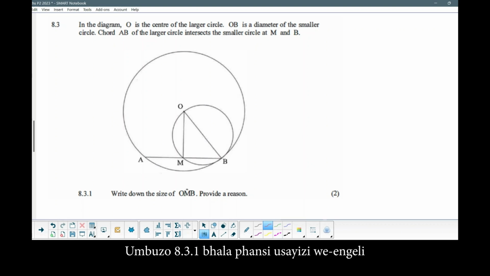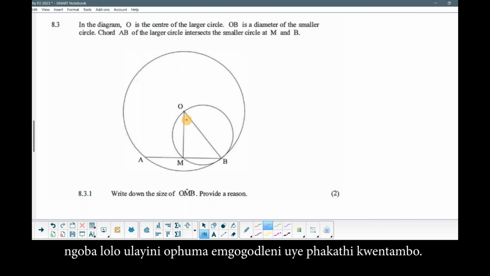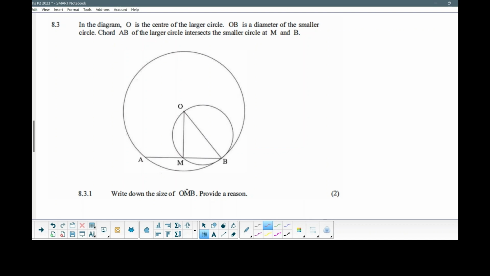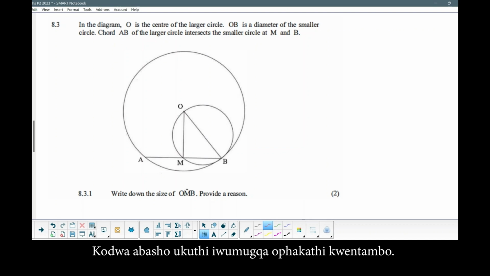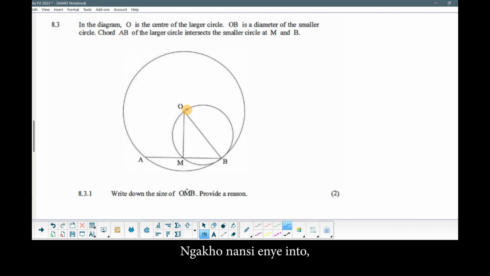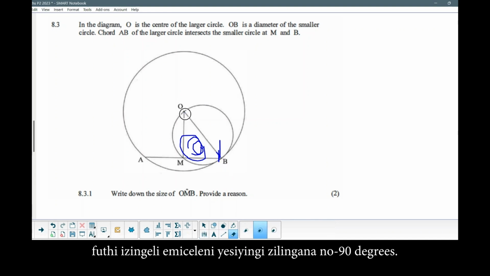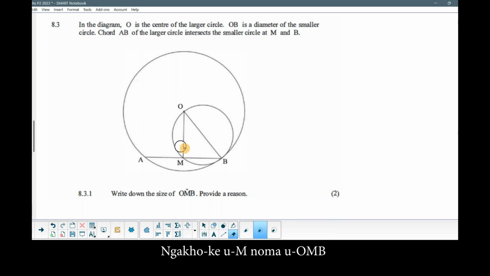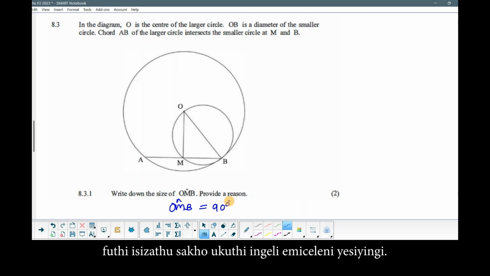Question 8.3.1. Write down the size of angle OMB. Now you're going to go and say it's 90 degrees because that is your line from center to the midpoint of the chord, but they haven't said that M is the midpoint of the chord. So here's the other reason. If this is your diameter, then this is your semicircle. And your angles in a semicircle is equal to 90 degrees. So therefore OMB is equal to 90 degrees. And your reason is angle in semicircle.